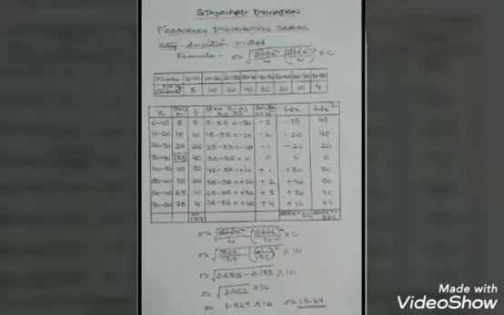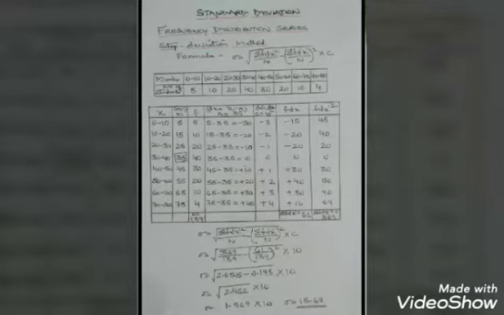The data which has been given is the marks and number of students. Marks are given 0 to 10, 10 to 20, 20 to 30, 30 to 40, 40 to 50, 50 to 60, 60 to 70, 70 to 80. And the number of students which has been given is 5, 10, 20, 40, 30, 20, 10 and 4.